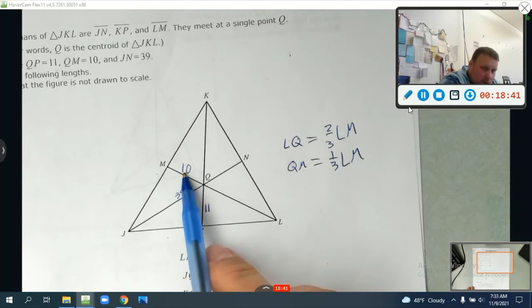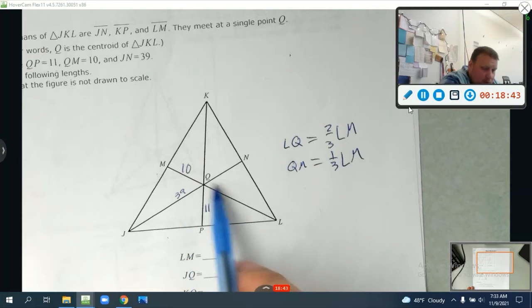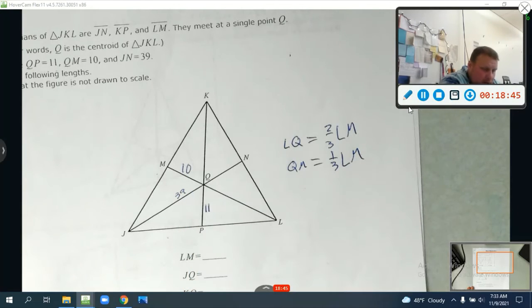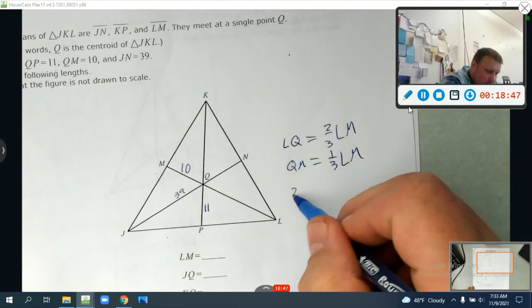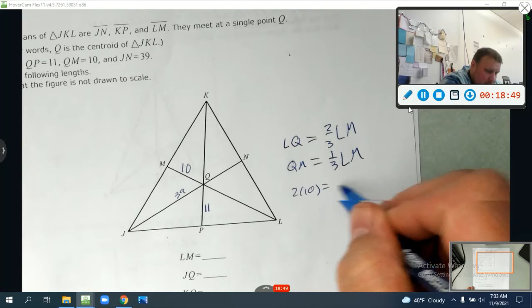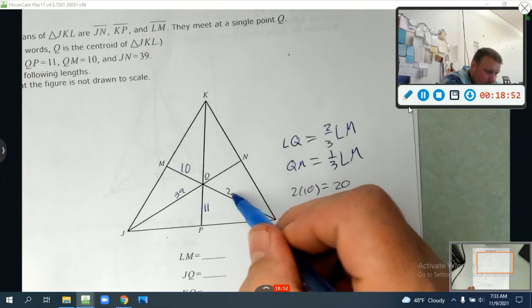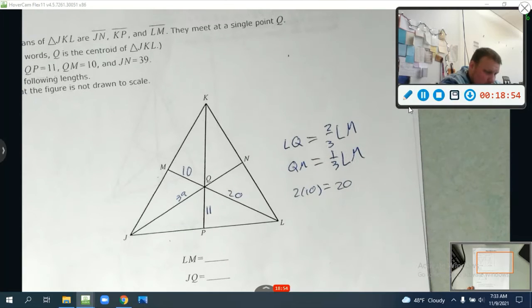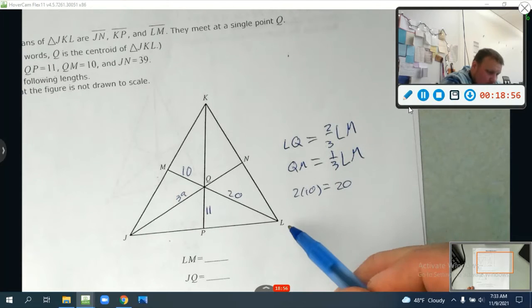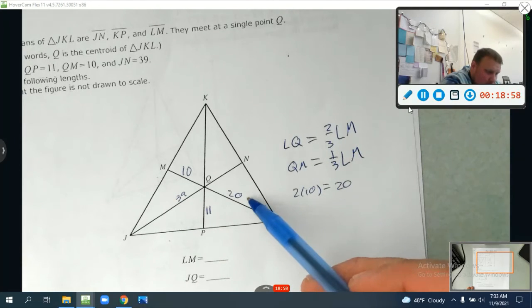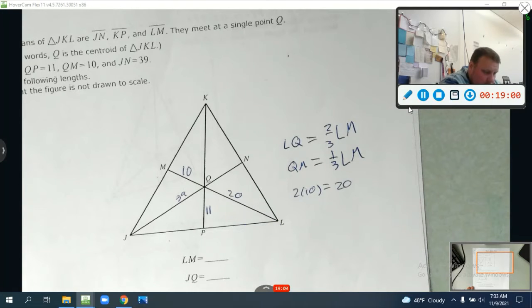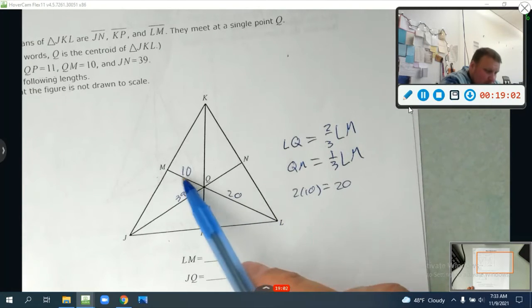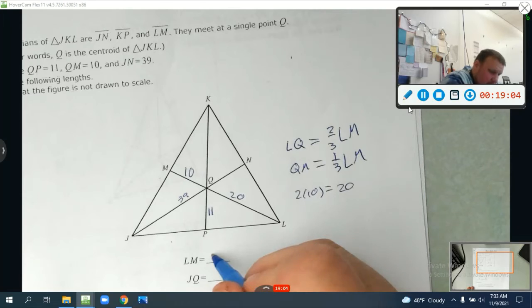Because if this is one of the 3 parts, then we need 2 more of those 3 parts, and each is going to be worth 10. So we're going to have 2 times 10 equals 20. So we know that this is 20. Awesome. So if I know that LQ is 20, what's 20 plus 10? It's going to be 30.